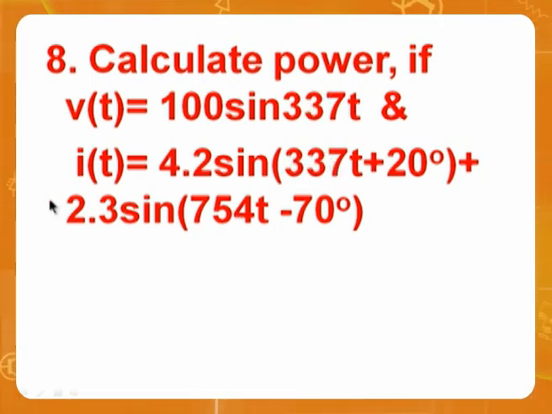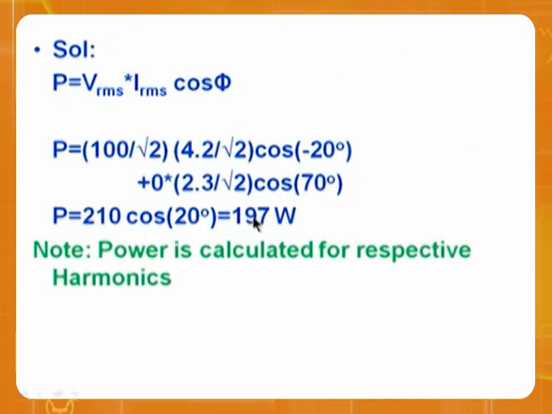337 exists, so the second one has no value. Let me show you. 100 by root 2, 4.2 by root 2, cos of minus 20. Then 0, because in the voltage you don't have 753, so that component is missing. So 2.3 by root 2, cos 70, this term completely vanishes.